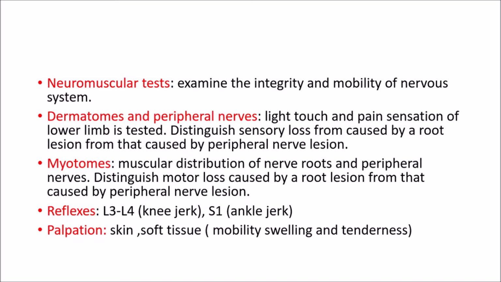Next is to check the myotome. So, the myotome will check the muscular distribution of the nerve and the peripheral nerves, which distinguishes the motor loss caused by a root lesion from that caused by a peripheral nerve lesion. During myotome testing, you look for muscle weakness of a particular group of muscles.